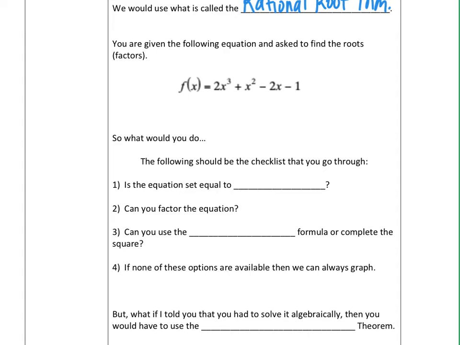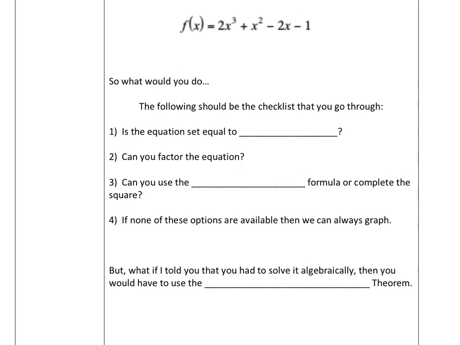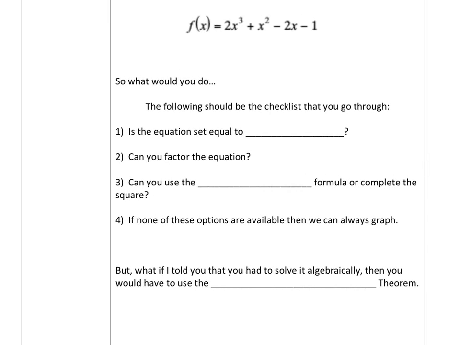So what we've got to do is go through a checklist mentally. Is the equation set equal to 0? If it's not, all you have to do is change that f of x to a 0.